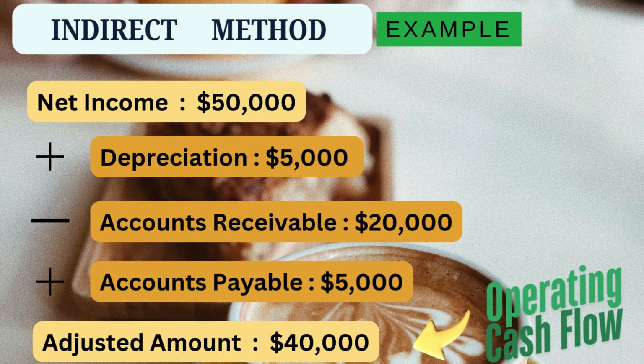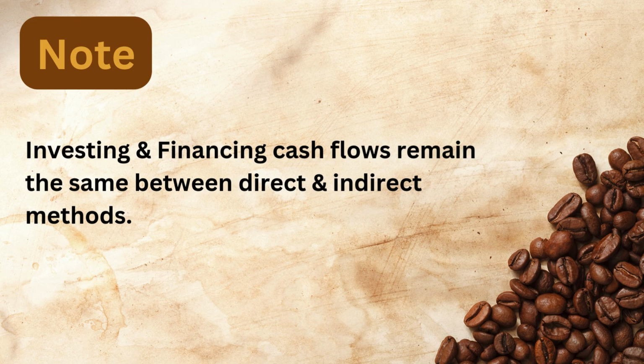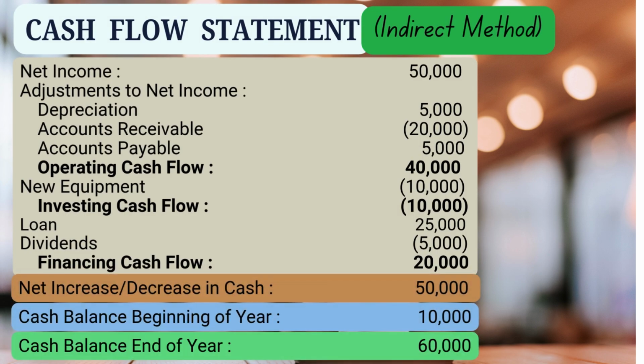The number is the same whether found via the direct or indirect method. Note that the investing and financing cash flow representation remain the same between the direct and indirect methods. Combining our derived operating cash flow with our previously noted investing and financing cash flows gives us the following cash flow statement via the indirect method. The operating cash flow section shows the adjustments that were made to net income to derive the operating cash flows. These are just some of the many adjustments that are seen in real cash flow statements. The investing and financing cash flow sections remain the same.